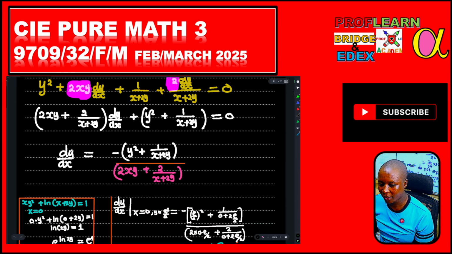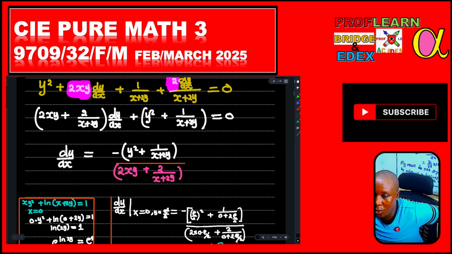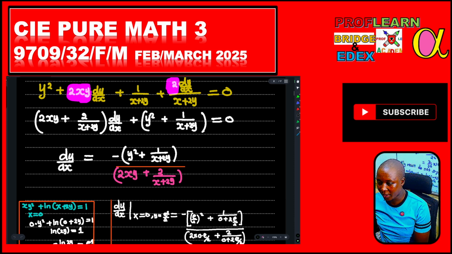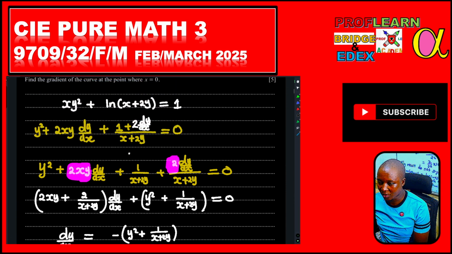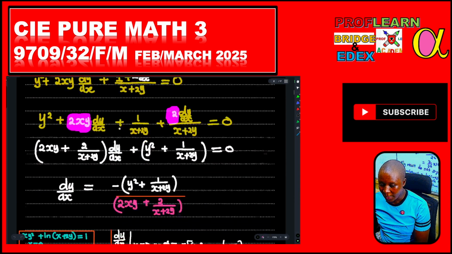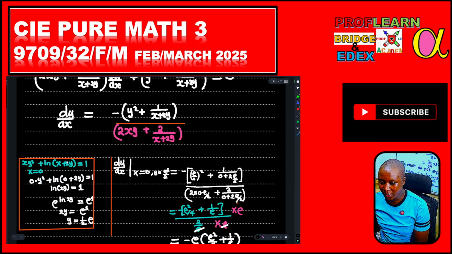Since we are looking for a scenario whereby we are finding dy/dx, but remember, this dy/dx is a function of x and y, then we also need to know what y is, because already we were told the value of x. X was equal to 0. So if we substitute x equals 0 into the original equation, we can get the value of y. And that is exactly what I did at this given point.